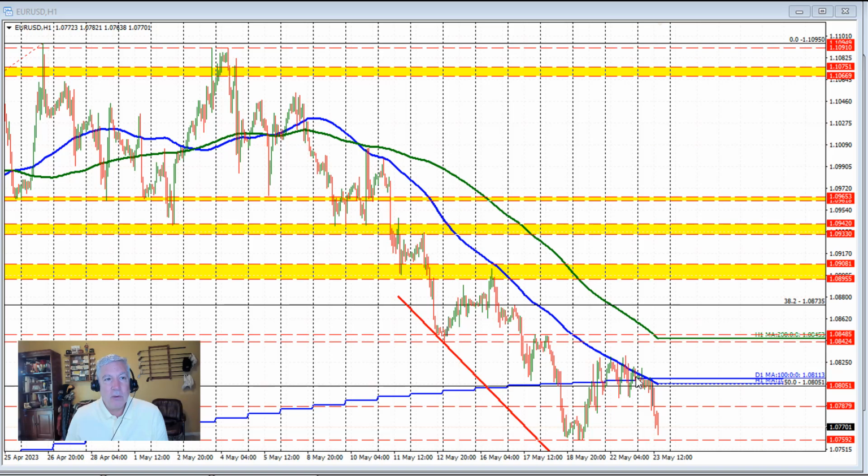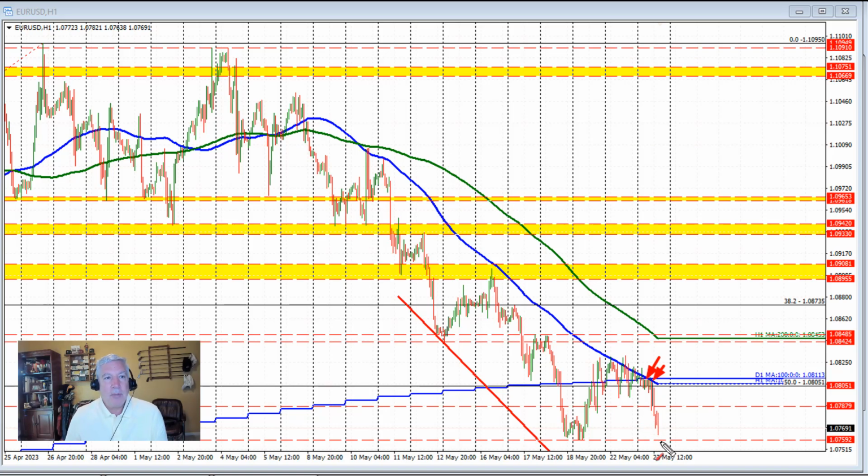So the 100 and 200-hour moving average were converging, and in trading today in the Asian session, the price tried to move above both those moving averages right here, but could not sustain momentum, and the price started to use the 100-day moving average and the 100-hour moving average as resistance. The Asian session was very quiet, not a lot of price action, but as we headed into the European session, we saw the price start to move further to the downside.